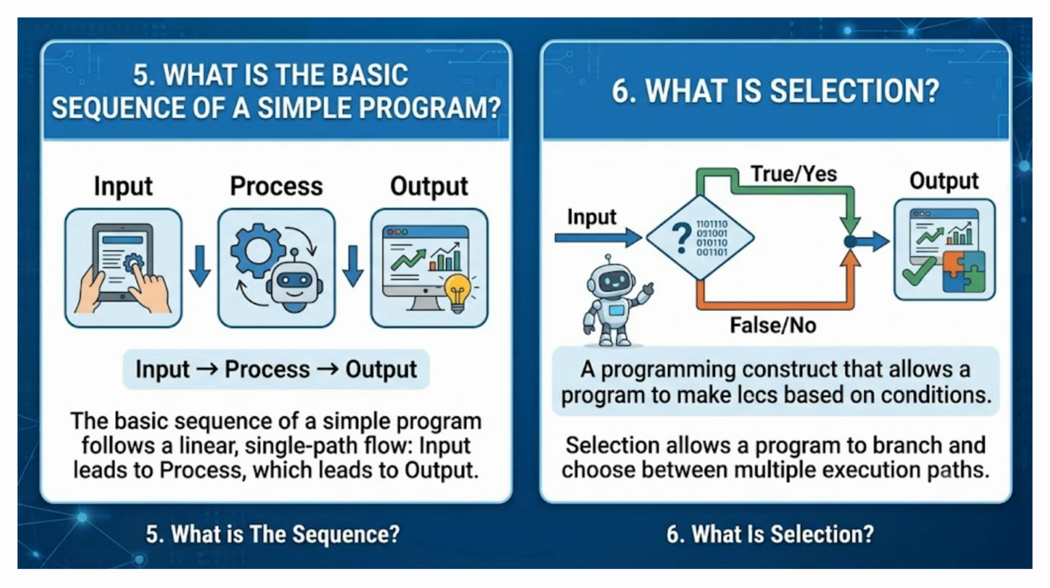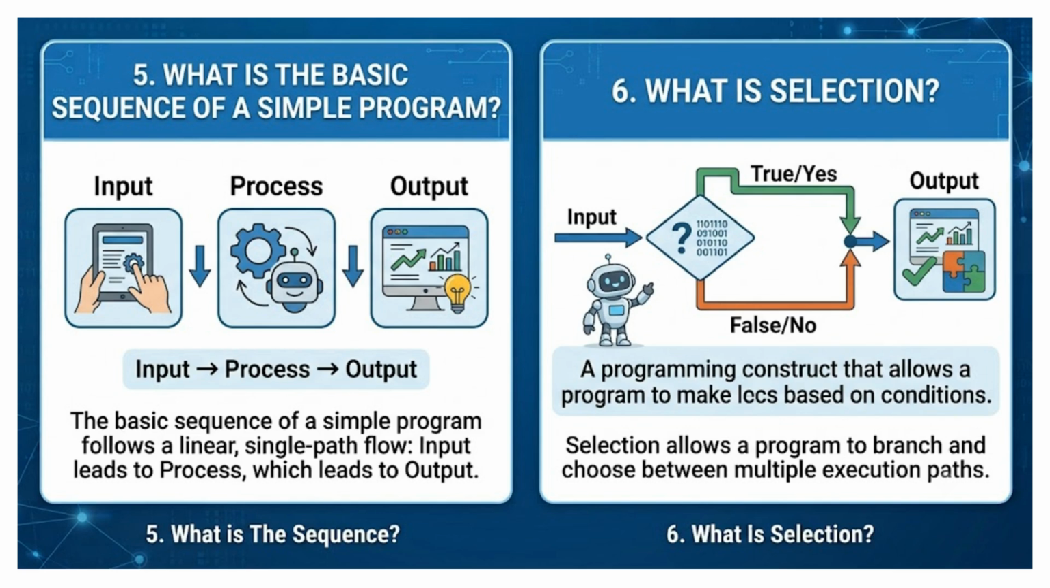The second programming construct is selection. Selection allows a program to make decisions based on conditions. The program checks whether a condition is true or false and then chooses the appropriate path to follow. For example, if a student's mark is 50 or above, the program displays pass. Otherwise, it displays fail. This means the program can produce different outputs depending on the input it receives.